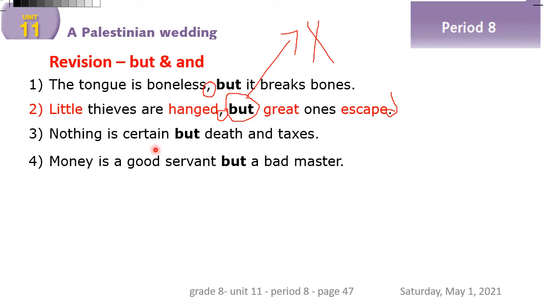Nothing is certain but death and taxes. Here also the sentence is contrasting. To conclude, but connects two sentences or phrases. The first one is the contrast or opposite of the second one. The first part is always the opposite of the second. I can't connect but with similar or close sentences. And what about the comma? Why did we add it here and not here?